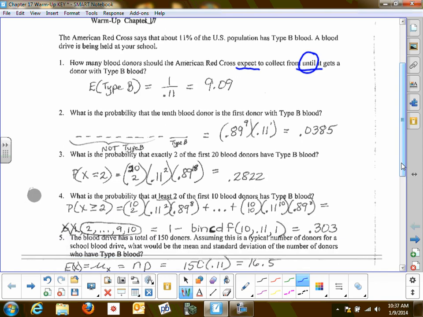Now, by the way, is this a percent or people or what? These are about 9.09 blood donors, but you can't have 9.09 blood donors. So what is this? This is on average. Keep in mind that this is 9.09 on average.